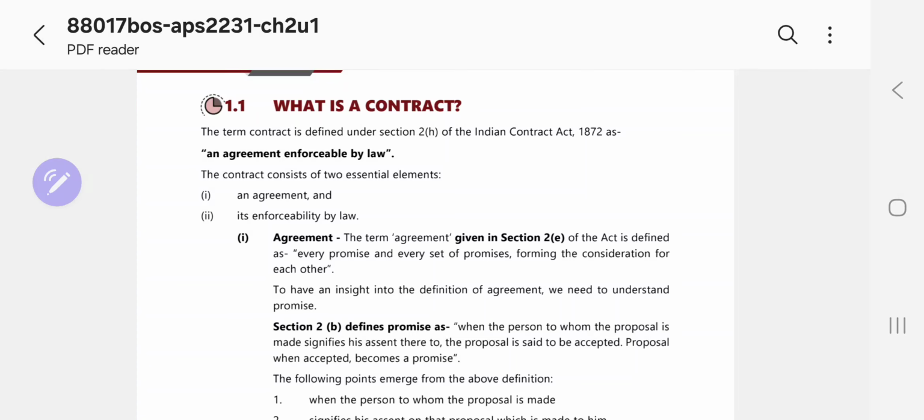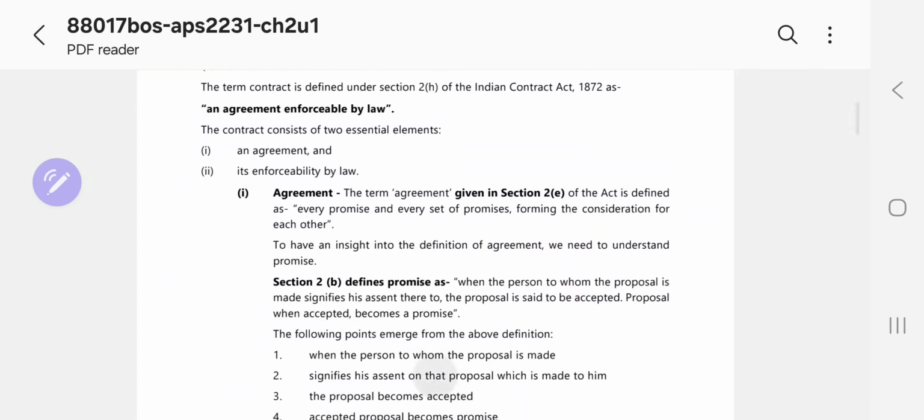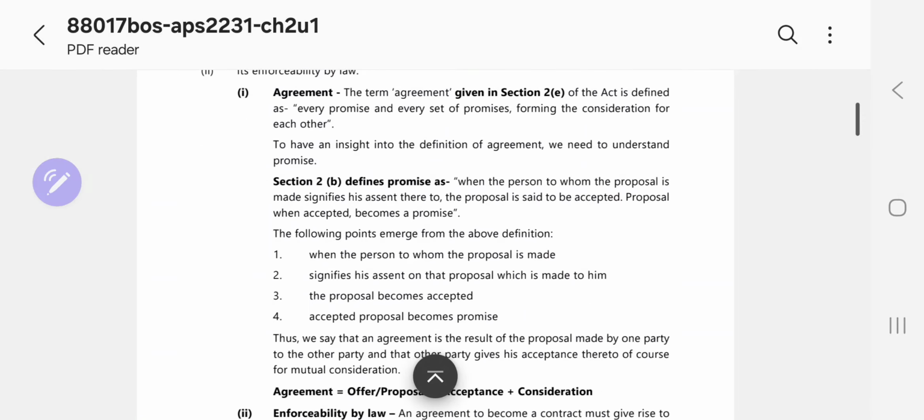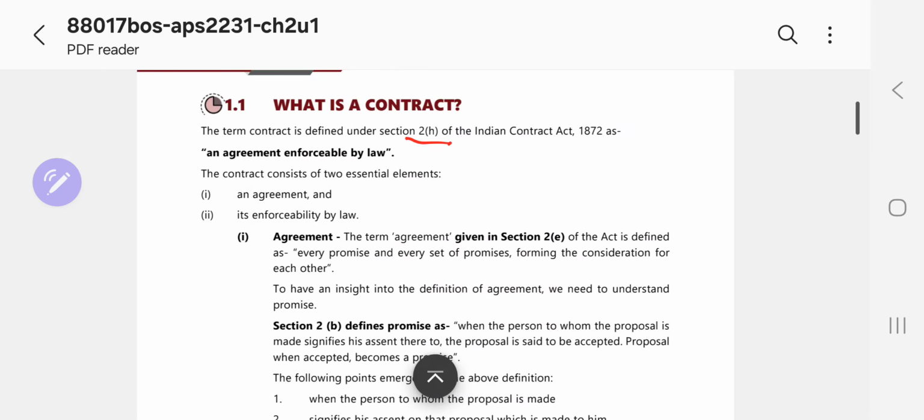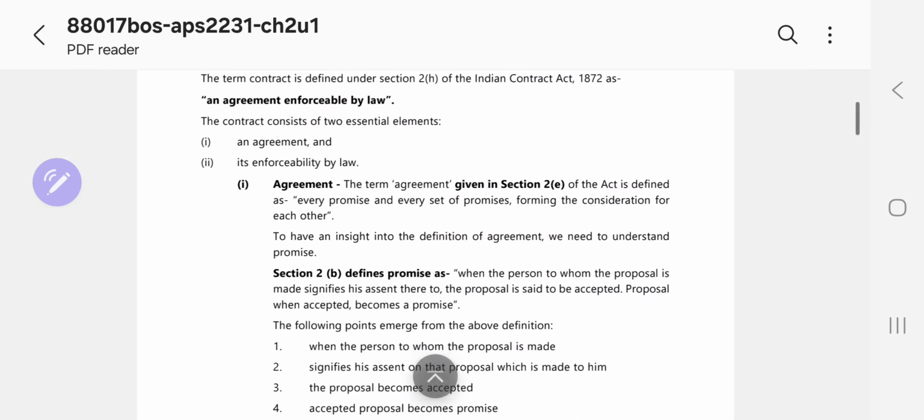So what do you mean by agreement here? The contract is given under Section 2 subsection (h), and the agreement is given under Section 2 subsection (e) of the Act, defined as every promise and every set of promises forming the consideration for each other.